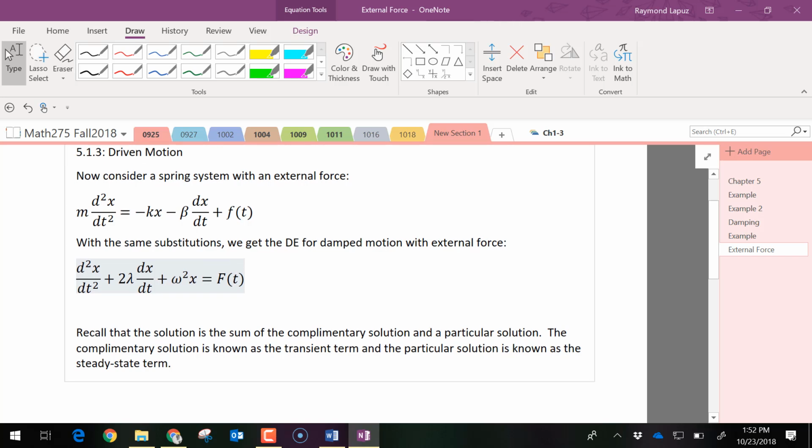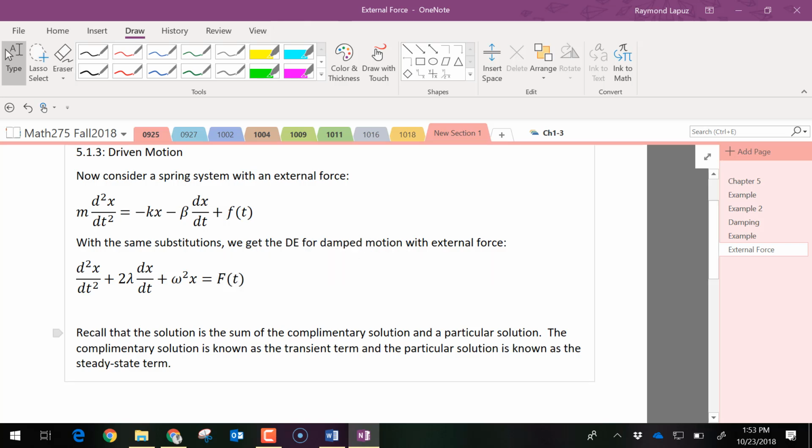So this would be the non-homogeneous differential equation that we've been solving for. And then it says here, recall that the solution is a sum of the complementary solution and a particular solution. The complementary solution is known as the transient term, and the particular solution is called the steady state term. The steady state term is where F is controlling it, and that's the particular solution we're going to solve for. What happens in the long run is that this external force is pretty much going to control what's happening to the system.